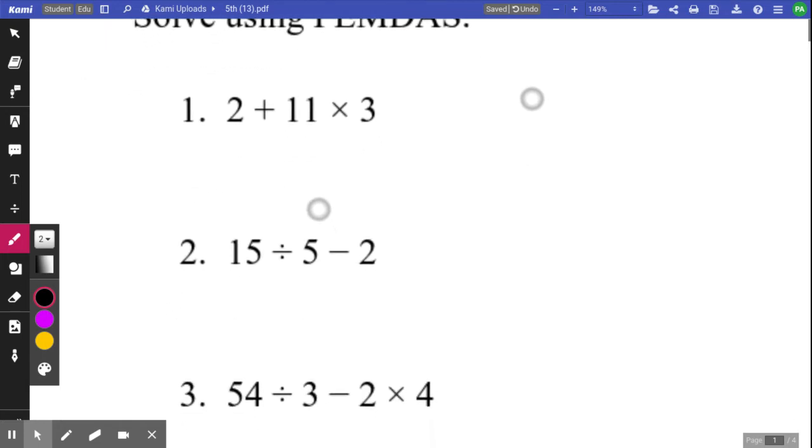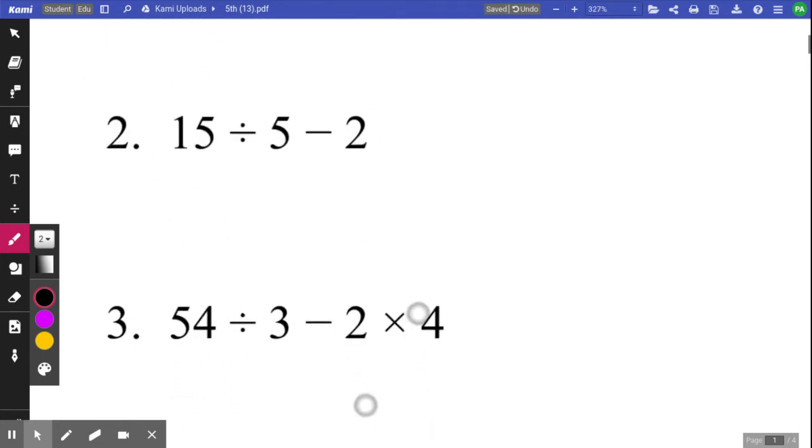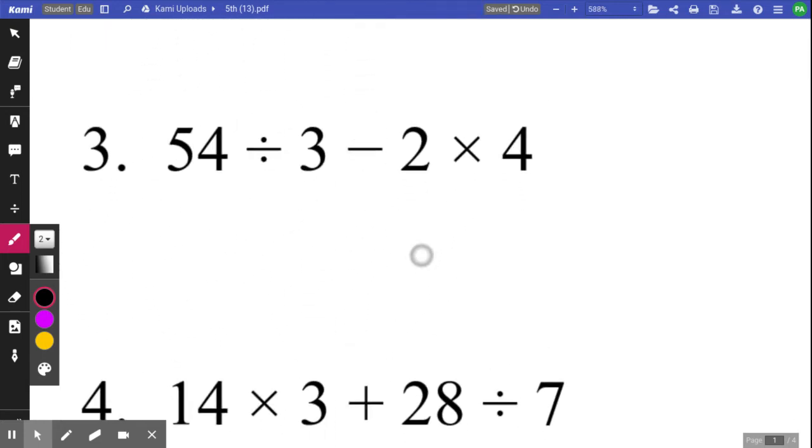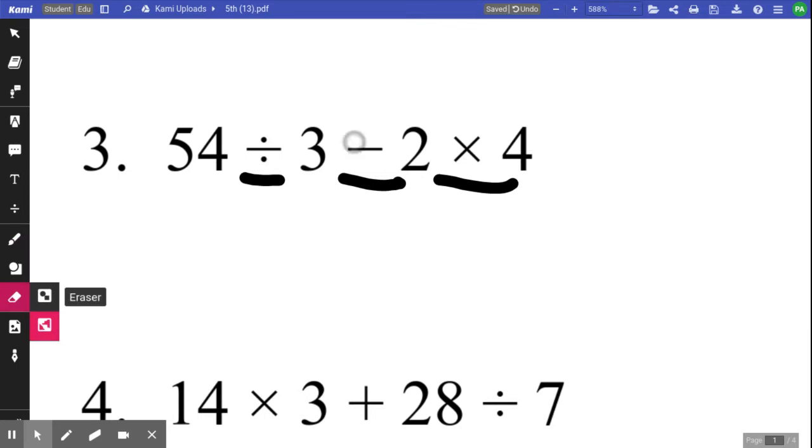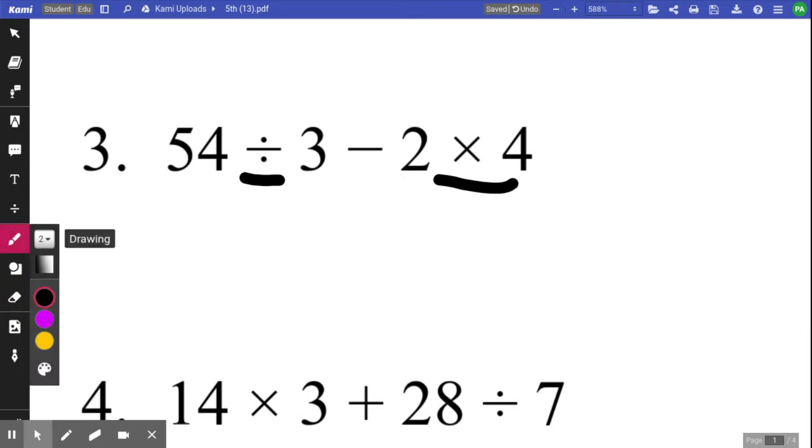So let's look at, for example, number 3. So we have a division, a subtraction, and a multiplication. Like I said, we're obviously not going to focus on subtraction, but between division and multiplication. And remember, even though in PEMDAS multiplication comes first, these two operations always go left to right. So we're going to do division first, since it's on the left.